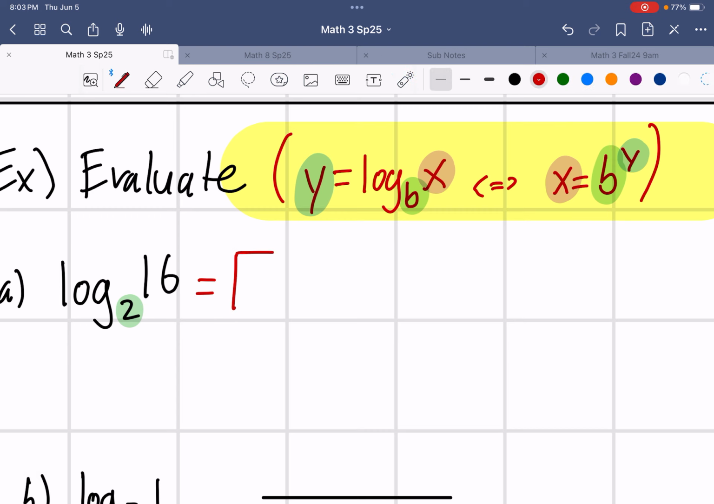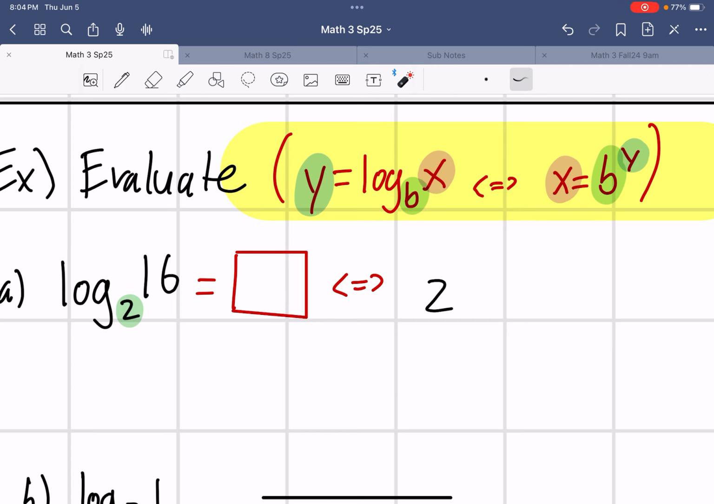If we're trying to evaluate the logarithm, it's hard to evaluate it because I don't know what operation to do. Like you're asking me log base 2 of 16. Am I supposed to multiply 16, divide 16? The operation is not clear. That's why we just rewrite it with your base of 2.